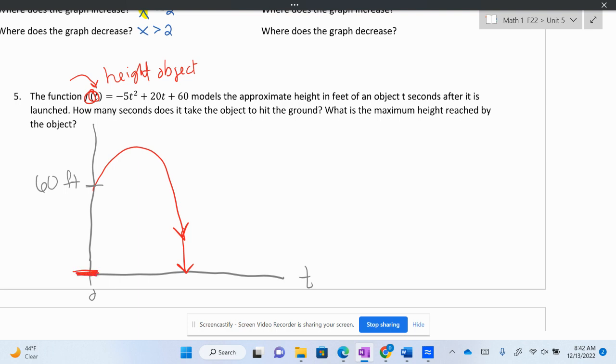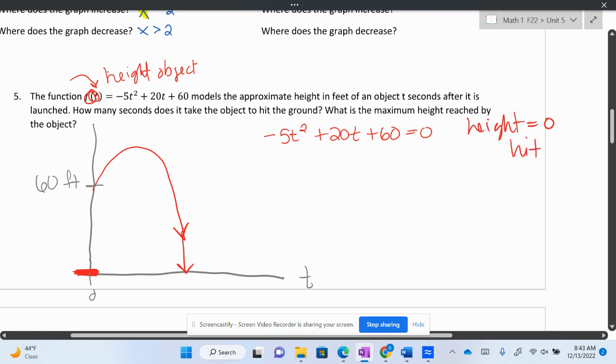What is this height? This is my vertical. What's this height on the vertical? 0. This means set this function, negative 5t squared plus 20t plus 60, equal to 0. I have to set it equal to 0 and solve for t. How am I going to do that? Because when the height is 0, it's hitting the ground. How do I solve this though?